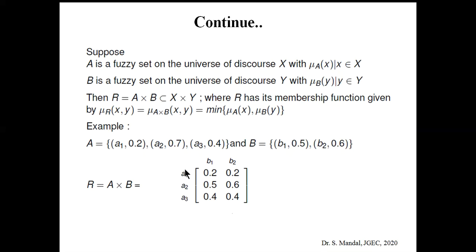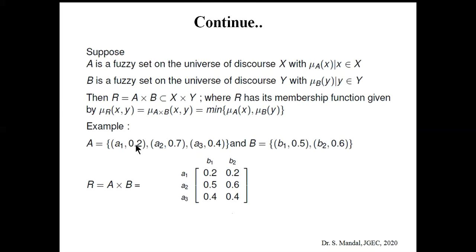The elements of the fuzzy set A are given along the vertical axis, and B1 and B2 are given horizontally. Now we take the minimum between the corresponding membership values, mu A of A1 and mu B of B1. Like this.